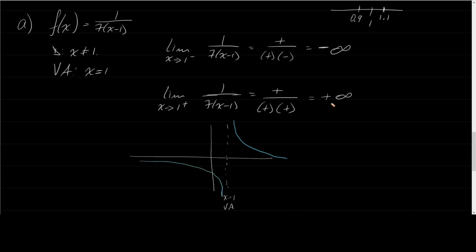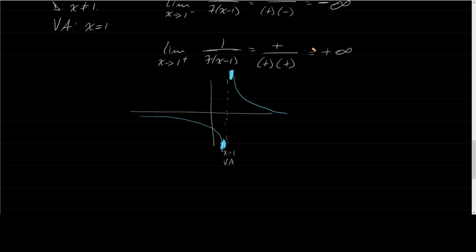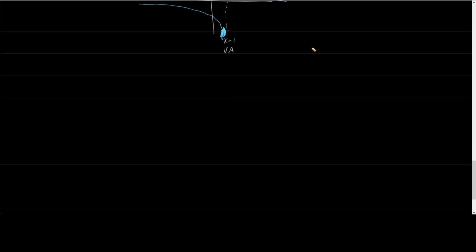Notice that these one-sided behaviors essentially told us that we've got positive infinity on the right, right? On the right, it went to positive infinity, and on the left, it went to negative infinity. All right. So that's really what these one-sided limits are super useful for when it comes to asymptotes, to vertical asymptotes. All right. So that was A.